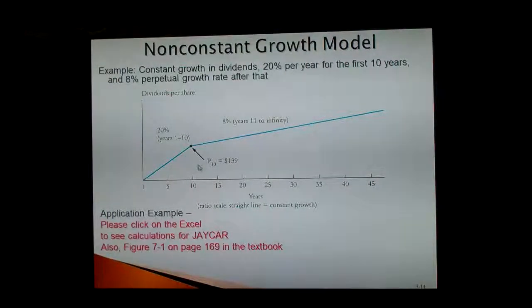Okay, it's basically going 8% after 11 years, 20% for the first 10 years, dividends per share. So we have to calculate that.